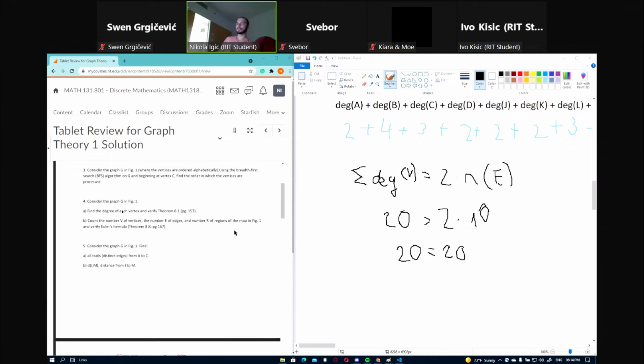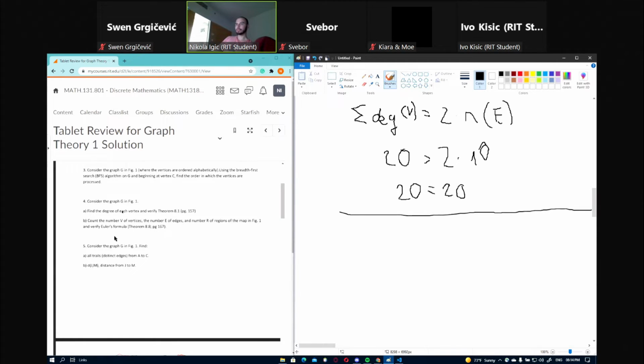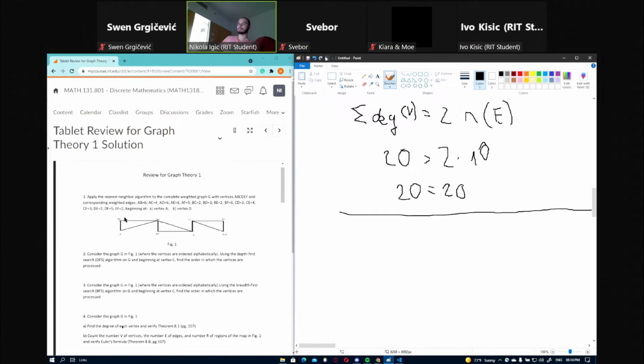Count the number V of vertices, the number E of edges, and the number R of regions of the map. Okay, very familiar formula. But I need to do this for some dot. Okay, what you need to do is count the number of vertices. Let's first write the formula.